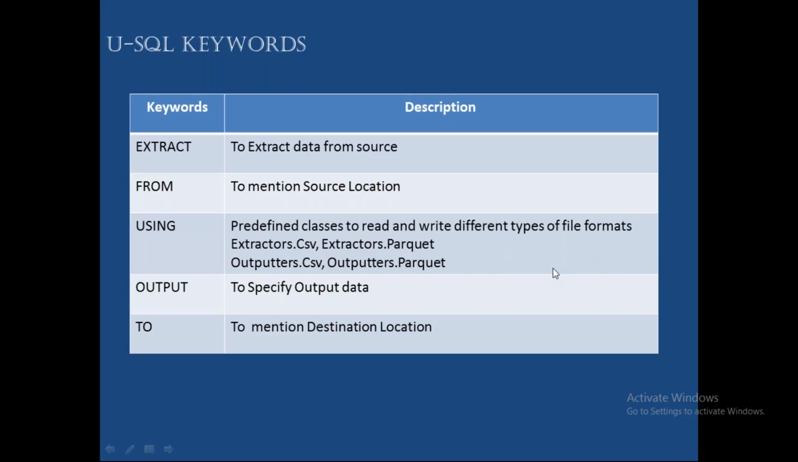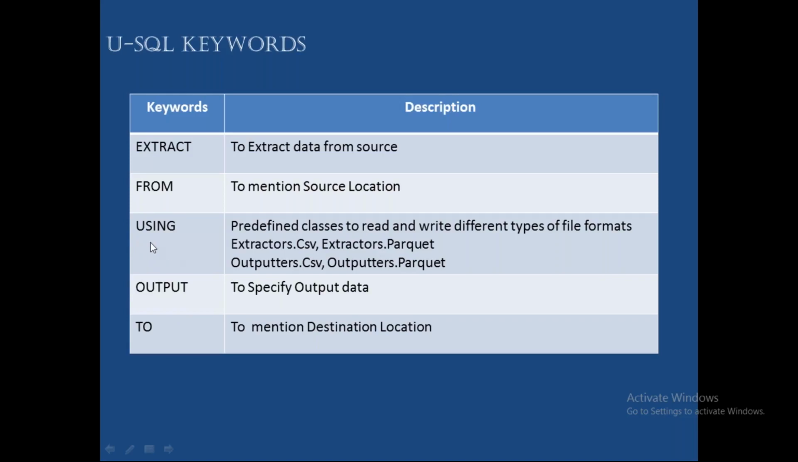Okay, now I want to write the output. To store your output data, you are going to use a keyword called OUTPUT. Now, to where you want to write this particular output data, for that you need to use TO. You know from and to addresses, right? From means where you are coming from, to means where you want to go. So from which place you are reading data, and where you need to write this data. EXTRACT: from which source you need to extract. OUTPUT: where to write the output.